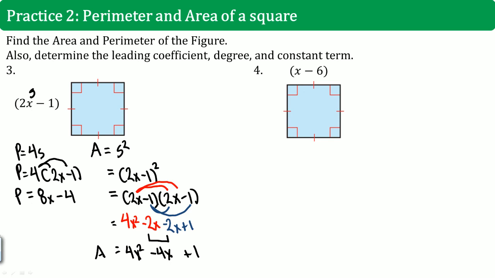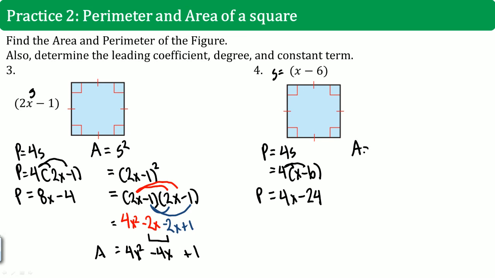The side here is equal to x minus 6. The perimeter is going to be 4 times the side. The side is x minus 6. That's what happens when we substitute. 4 times x is 4x. 4 times negative 6 is negative 24. Right, yep. So that is the perimeter.